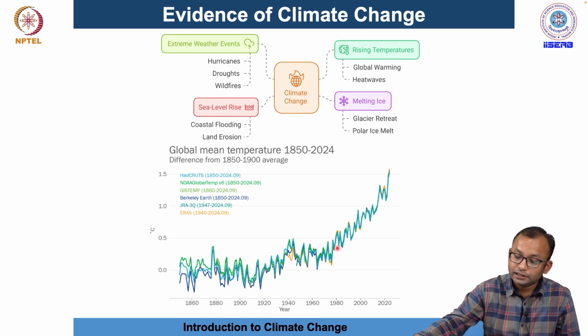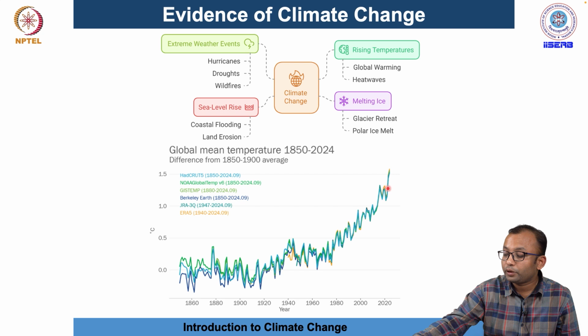So this is another plot which tells you how the temperature of the Earth's surface has increased from 1860 to date. And you can see here that after 1960 particularly, when industrialization and all these things began, there is a sharp rise of temperature since then.